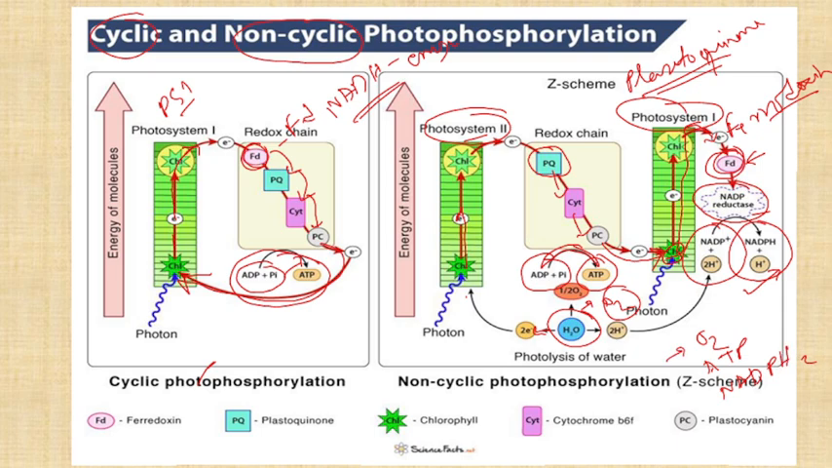So these are the three molecules that we are getting from this non-cyclic photophosphorylation. Sometimes a question has been asked: what things do we get from non-cyclic photophosphorylation, and similarly from cyclic photophosphorylation. So questions are asked from these.